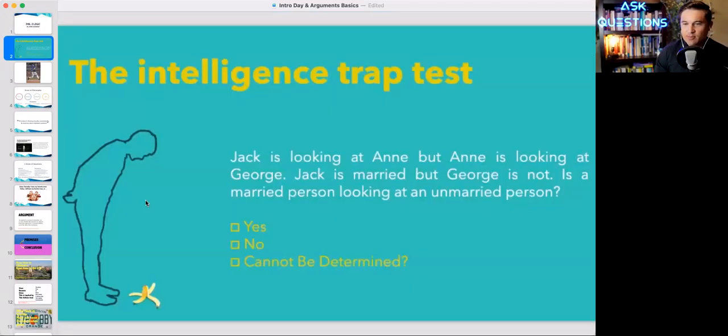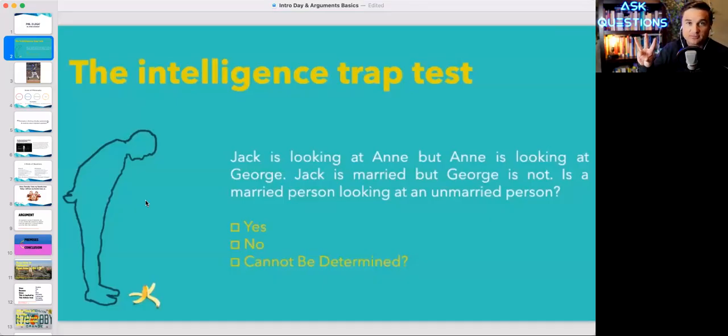So I pulled this off the web recently. This is a logic puzzle called the intelligence trap test, but it's really a quick test in your reasoning ability, which is one of the things that we are going to cover in great detail in this course. So here's the puzzle.